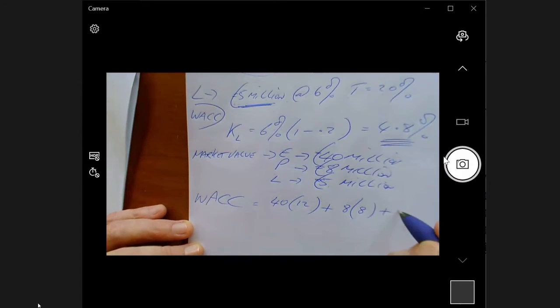And the last one was the weight for the bank loan, which in this case is a 5 million weight. And you multiply that by the cost, 4.8. Again, you can write in percentage if you want, but I just work on this basis.